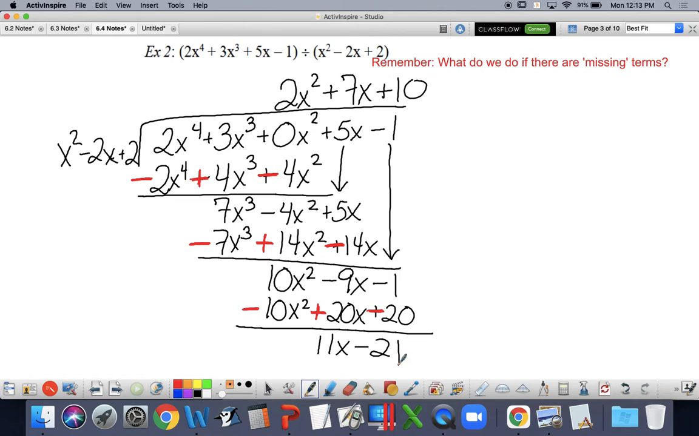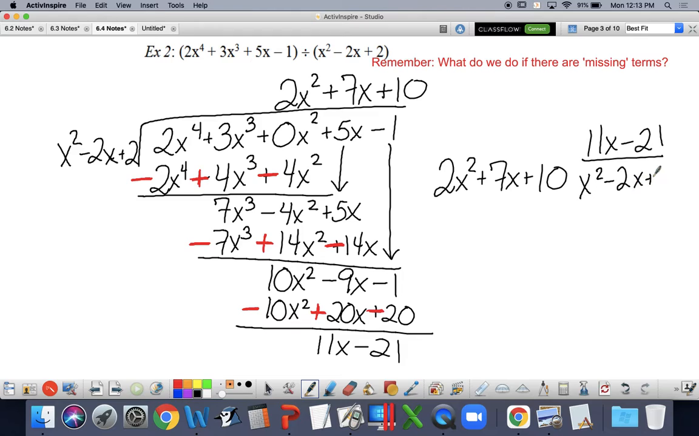So is this, x squared minus 2x plus 2, a factor of what we started with? It's not. But when I did this division, here's how I would recommend you write the solutions. You write 2x squared plus 7x plus 10, and then your remainder all over what you started dividing by, just like we did with our long division example.